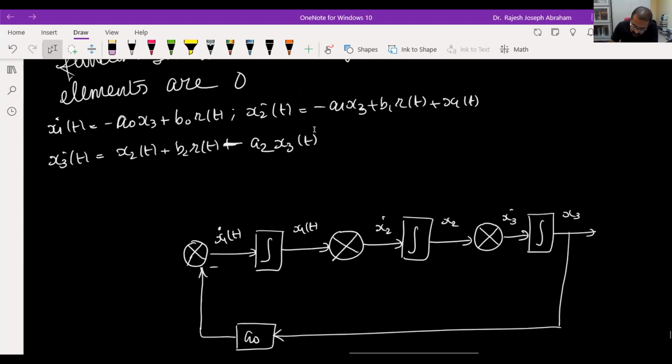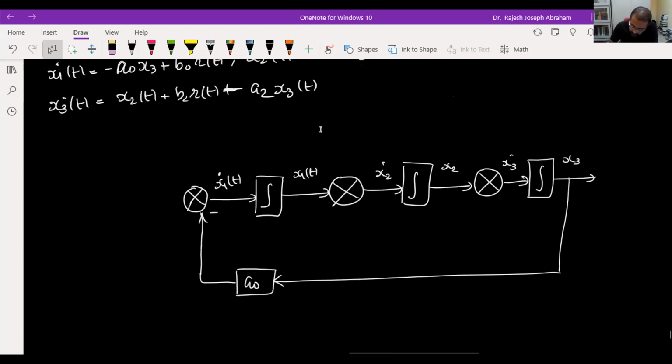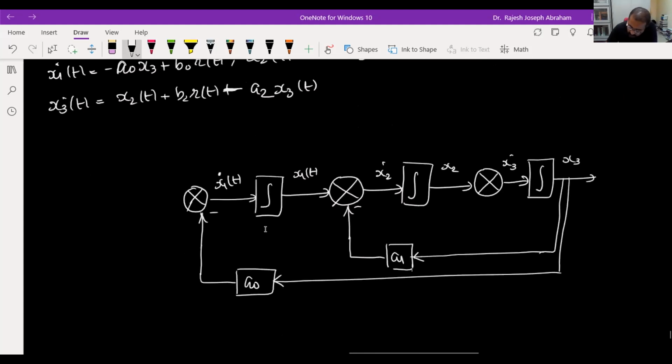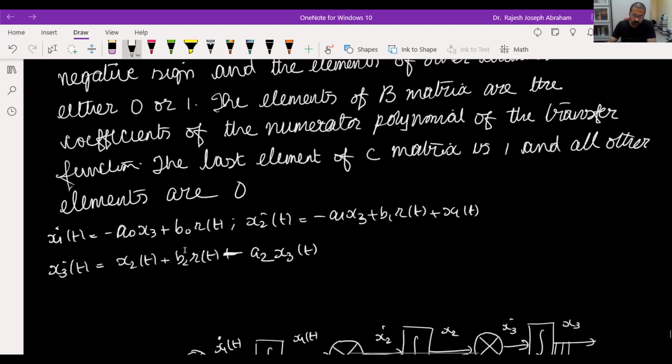X2 dot should be minus a1 x3. So this should be a negative sign, minus a1 x3. And what is x3 dot? X3 dot is minus a2 x3. So here is minus a2 x3. Okay, so now we will look into the remaining terms.